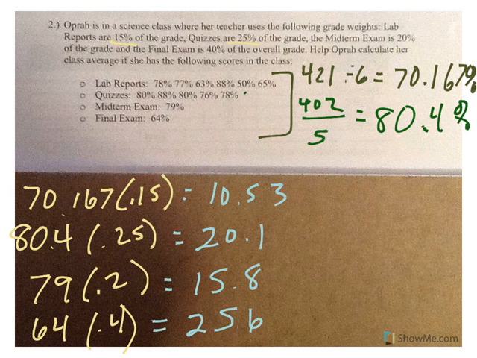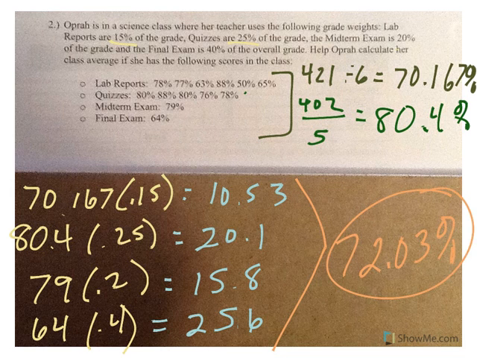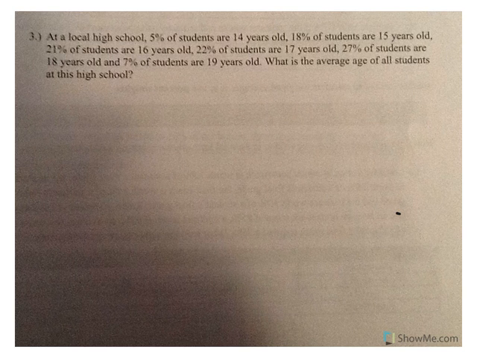So if we add up the points that Oprah earned in each category, Oprah will end up with a 72.03%, which we know to be a C. Which is pretty good. I mean, only one category, quizzes, did you average better than a B. Everything else was either a C or a D. So to end up with a C, that makes perfect sense. All right, so go Oprah. Way to pull out that C.